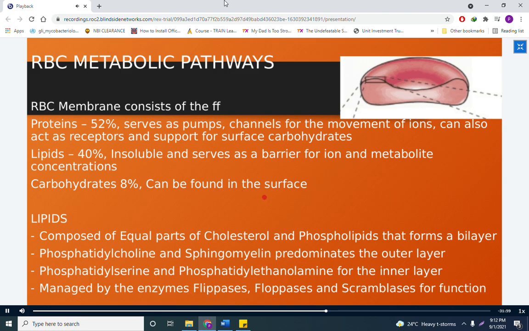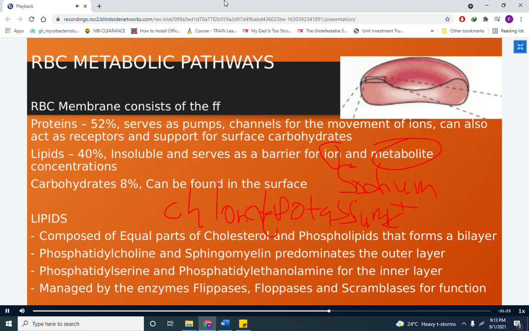Sir, what are the ions and metabolites that can pass through the RBC? Class, remember your electrolytes. Your electrolytes are your sodium, potassium, and your chloride. So they pass. There are others, but these are the three main ones that move in the RBC. Okay? Now, let's discuss them one by one.